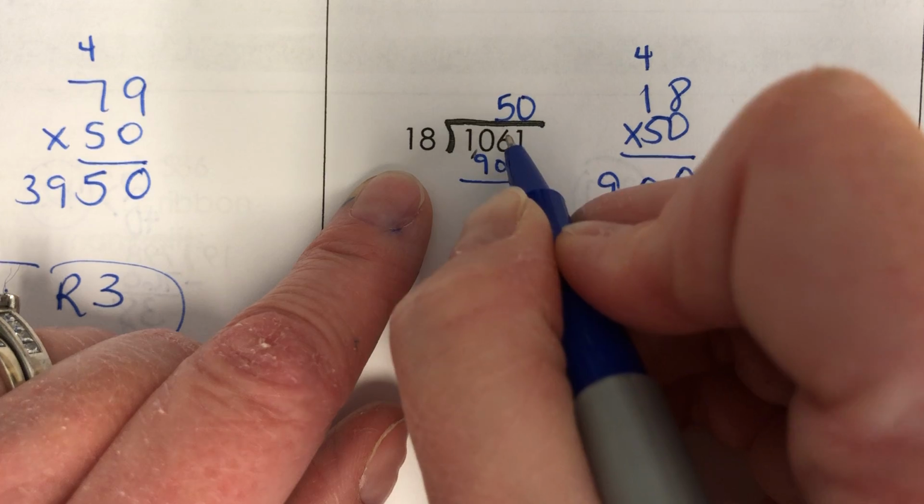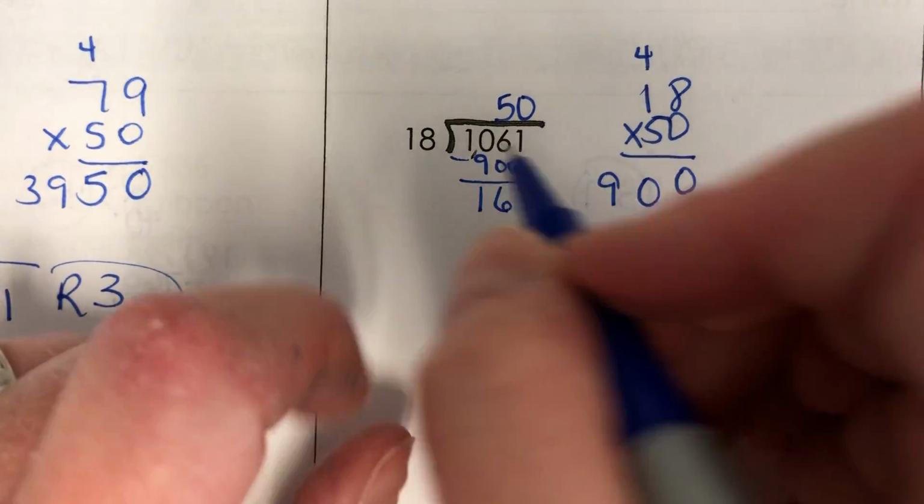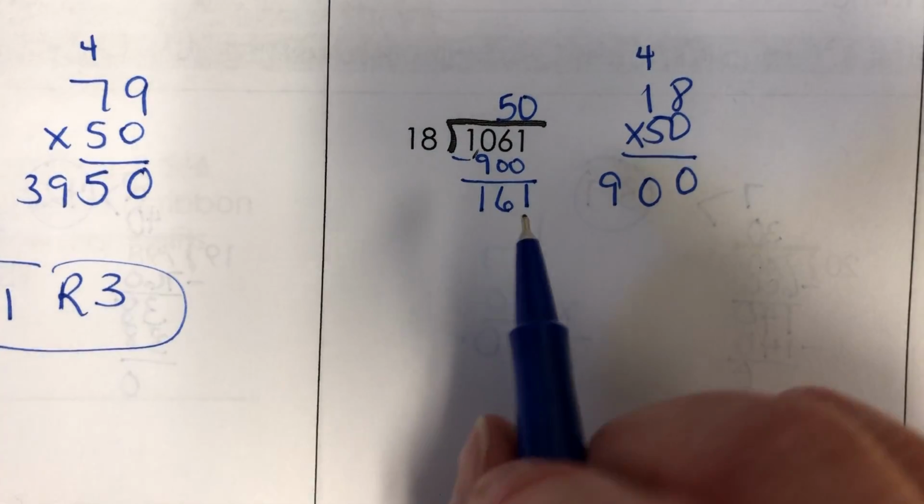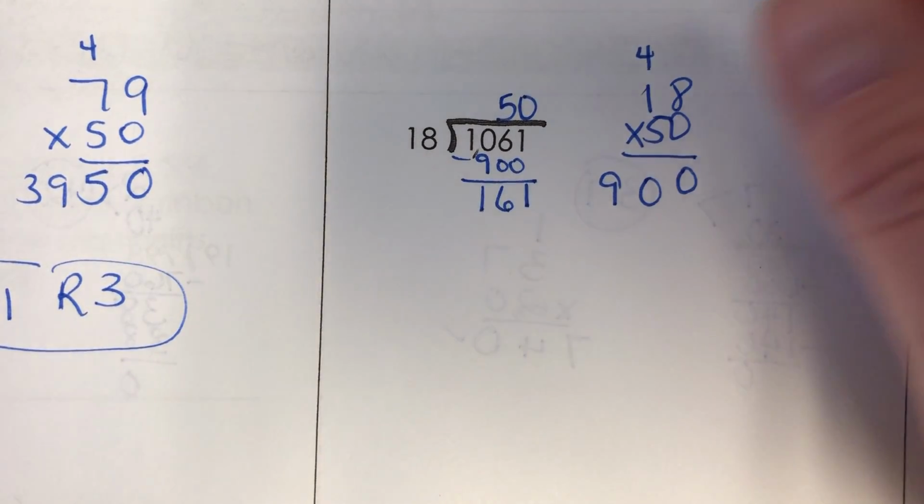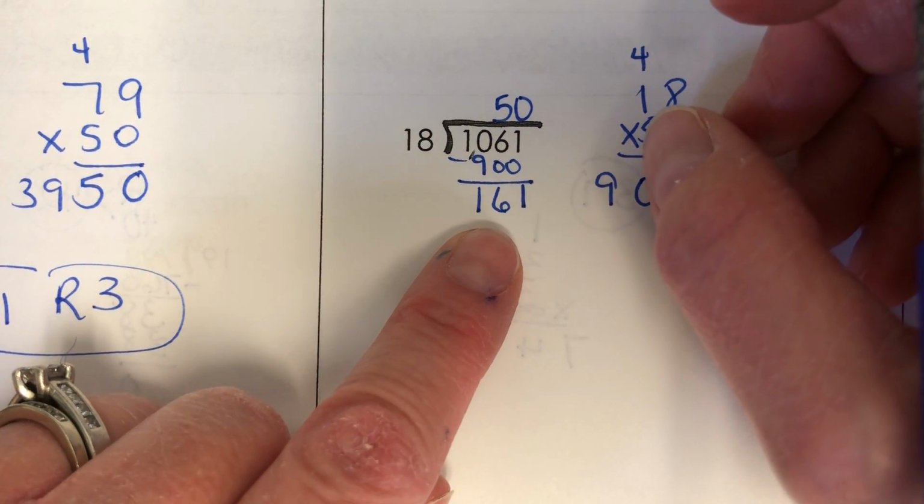1 minus 0 is 1. 6 minus 0 is 6. And I see this as 10 minus 9 is 1. If you wanted to borrow and all that, you're more than welcome to. So I have 161 left. All right, we're not done yet. I want to know how many 18s would go into 161.